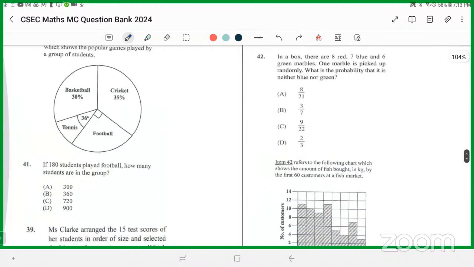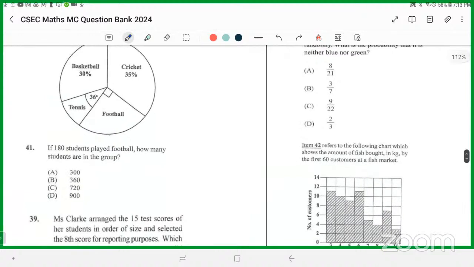Question says, if 180 students play football, how many students are there in total in the group? If 180 students play football, which is 1/4 of everybody, how many students are in the group? Football is 90 degrees, that's 1/4 of the total. 1/4 of the total is equal to 180. So the total then is 4 times 180. So it comes back to the same 720.